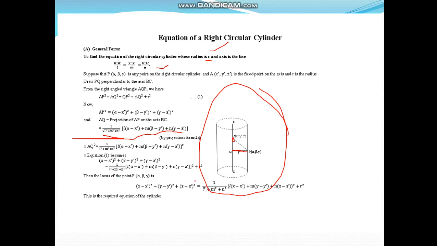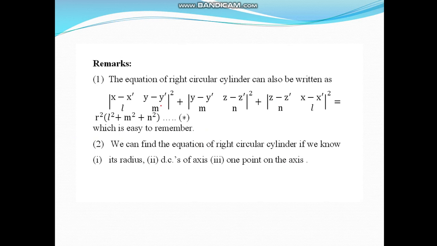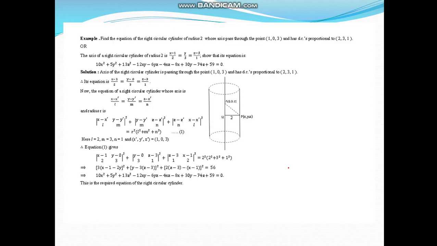Simplify fully, replacing alpha, beta, gamma by x, y, z. On simplifying, we will get the equation of the right circular cylinder. The equation of a right circular cylinder can also be written in this way, which is easy to remember. We can find the equation of a right circular cylinder if we know number 1, the radius, number 2, the direction cosines of the axis, and number 3, one point on the axis.